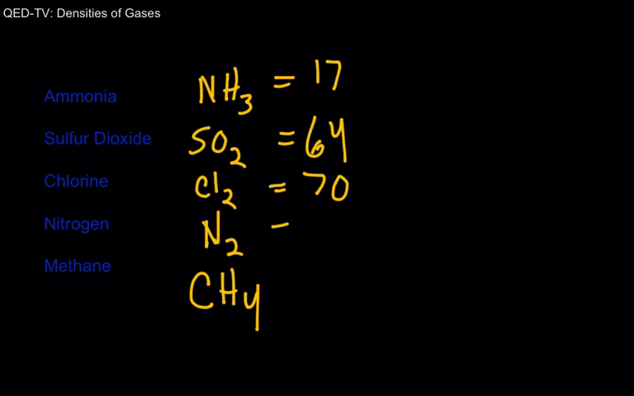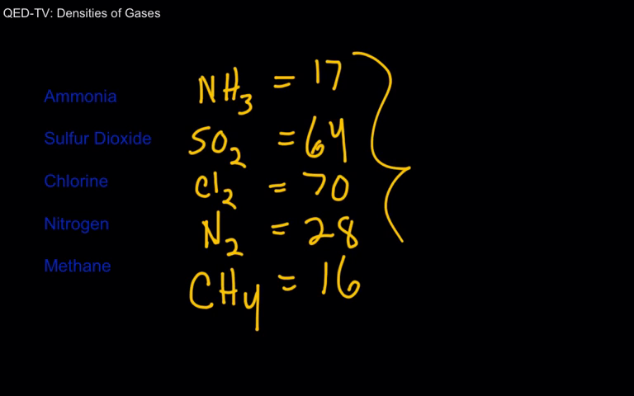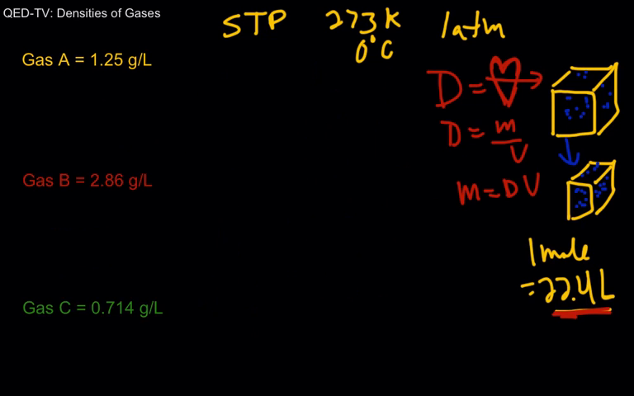Nitrogen is 14, but it's diatomic, so it'd be 28. And carbon is 12, and 4 hydrogens of 1 each would be a total of 16. So here's our molar mass. These are all, by the way, in grams per mole. So these are our molar masses that we're going to choose from and try to figure out which gases are which on the previous page.